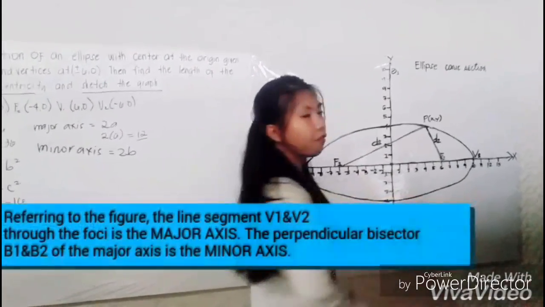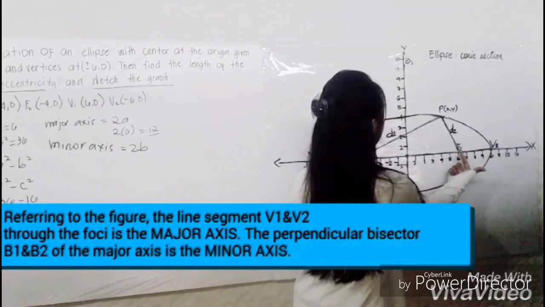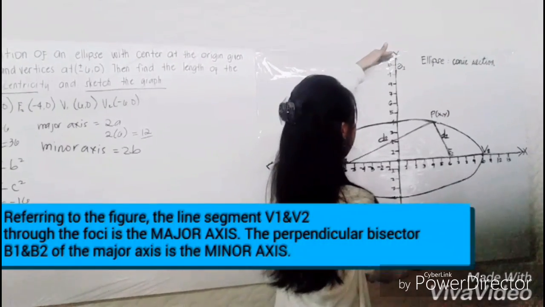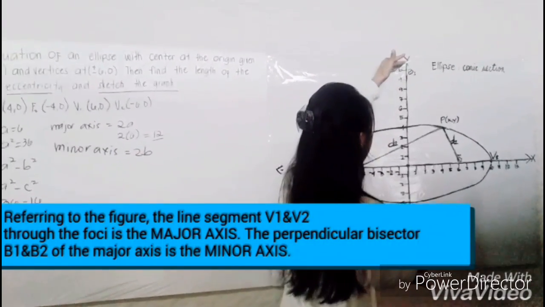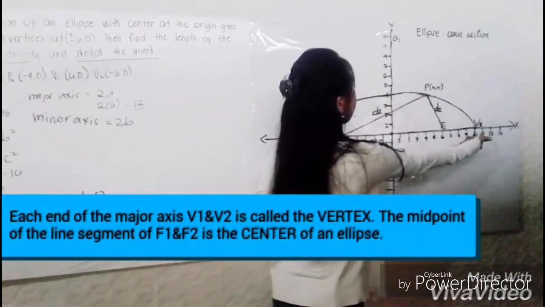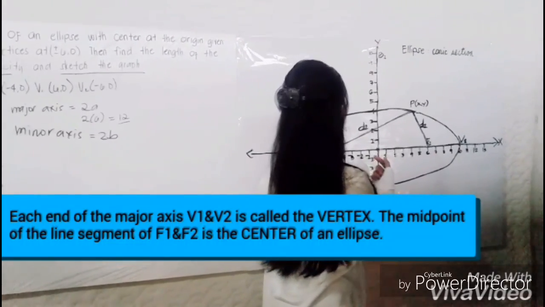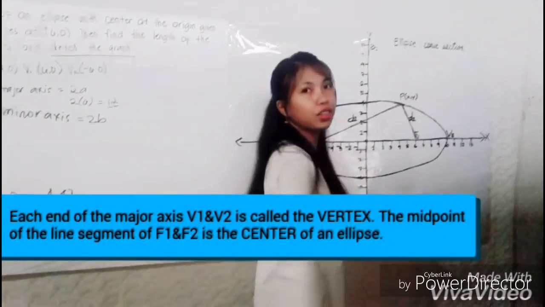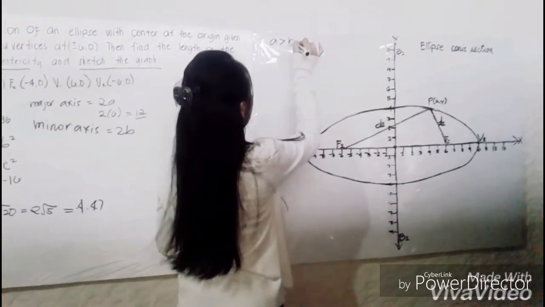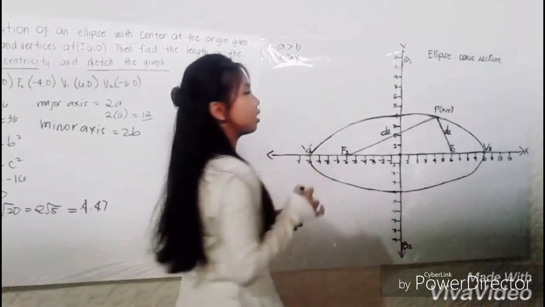Referring to the figure, the line segment V1 V2 through the foci is the major axis, and the perpendicular bisector of the major axis is the minor axis. Each end of the major axis, V1 and V2, is called the vertex, and the midpoint of the line segment F1F2 is the center of the ellipse. Take note, a is greater than b, or simply say that the x-intercept is greater than the y-intercept.